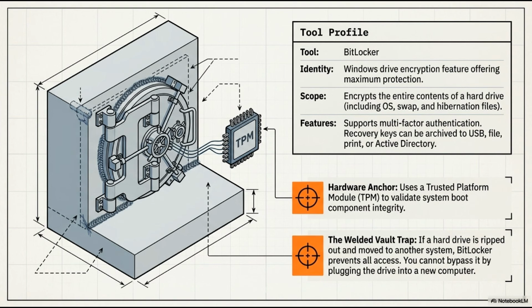And why does that offer maximum protection? Because the key isn't stored on the hard drive, it's locked in that physical chip. Which brings us to the welded vault trap. This is highlighted on the slide. It says, if a hard drive is ripped out and moved to another system, BitLocker prevents all access.